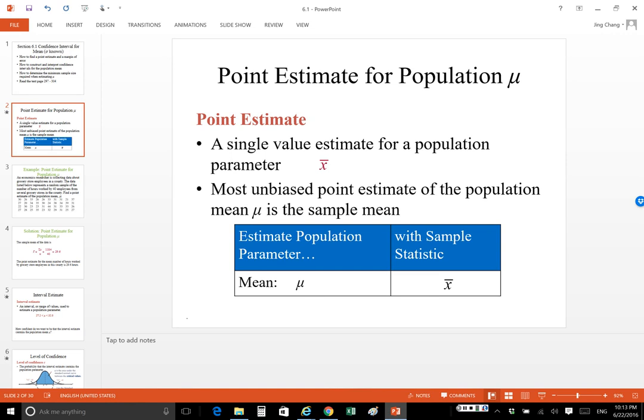If you use a single value like the sample mean to estimate a population parameter, that sample mean is called the point estimate. For example, if you are interested in how many hours you sleep, like in general the mean sleep hours, then you can collect a sample of a few nights, say 15 nights, and find the sample mean, like the average sleeping hours of these 15 nights. Then that's a point estimate. So you can use the sample mean to estimate the population mean.